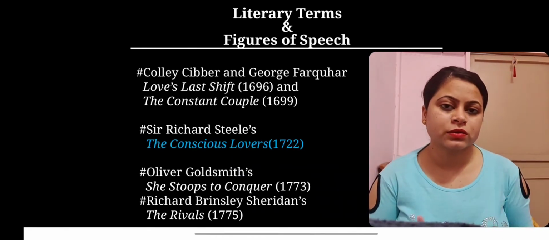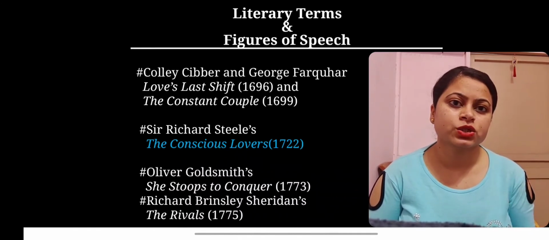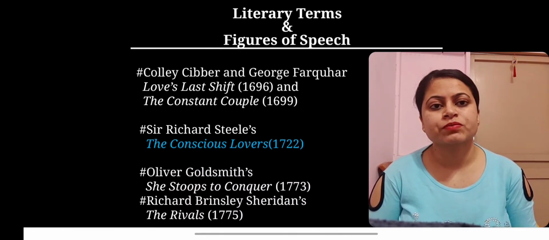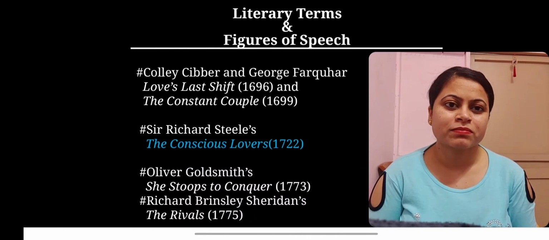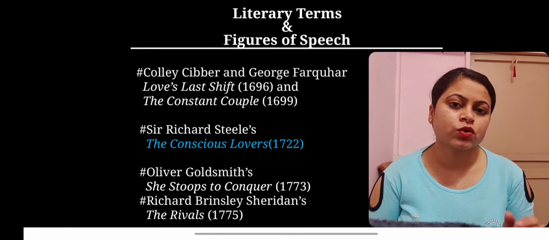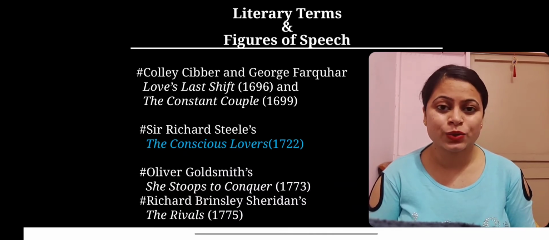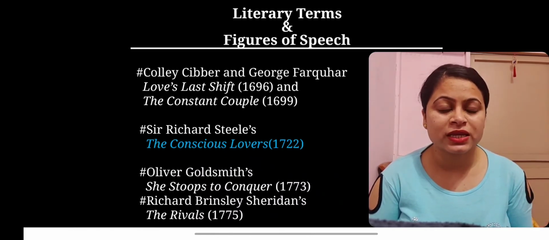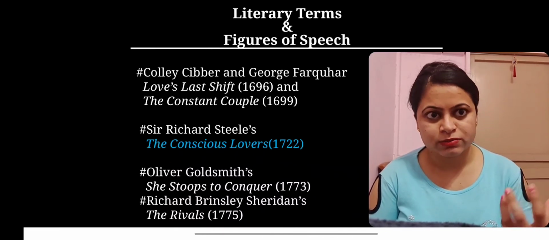The famous writers of sentimental comedies are Colley Cibber and George Farquhar, with their creations like Love's Last Shift and The Constant Couple, respectively. And The Conscious Lovers is one of the famous and popular examples of sentimental comedy. It was written by Sir Richard Steele. Actually, it deals with the trials and tribulations of its virtuous, penniless heroine Indiana, but it ends on a happy note, because there is a discovery at the end that Indiana is actually an heiress. So this is a sentimental comedy.